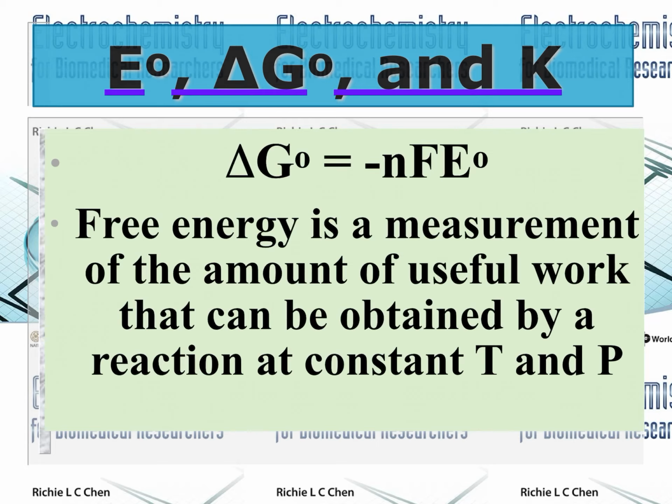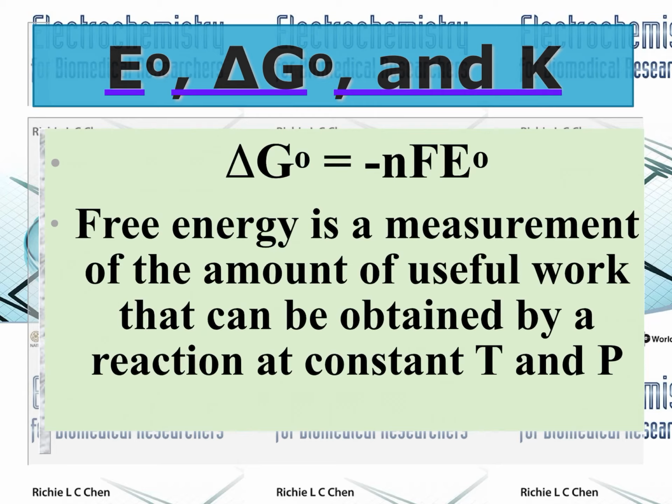Okay, welcome back. Part three, E naught, delta G naught, and K. All right, so we said that E naught is the driving force for a redox reaction. So if it's driving forward, then that means we have a large K. Reactants are becoming products. So there's definitely a relationship between voltage and equilibrium constant.